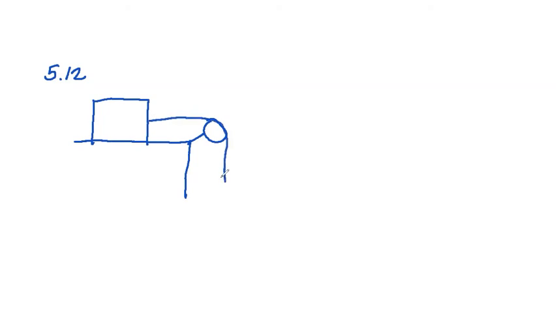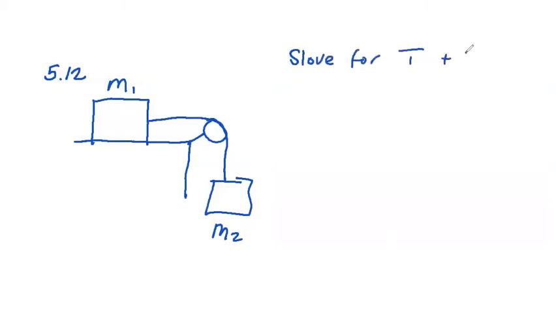All right, so we have a lab like this. This is your pulley. Here's your cart being pulled by this mass. And let's see, they call this M1 and they call this M2. And we're supposed to solve for the tension in the string and the acceleration.